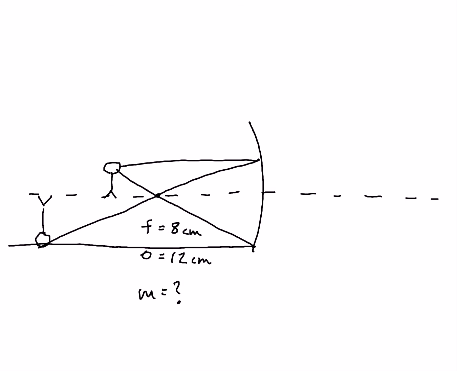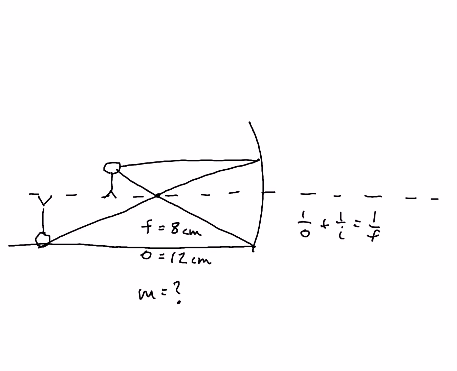Now just by drawing, we can get some idea of what the magnification should be. And this is helpful, so we see from the drawing that the image will be inverted. That means the magnification should be negative. And the image is enlarged. That means the magnification should be negative and more negative than negative 1. So it should be less than negative 1. So let's now use the equation and see what it actually turns out to be.